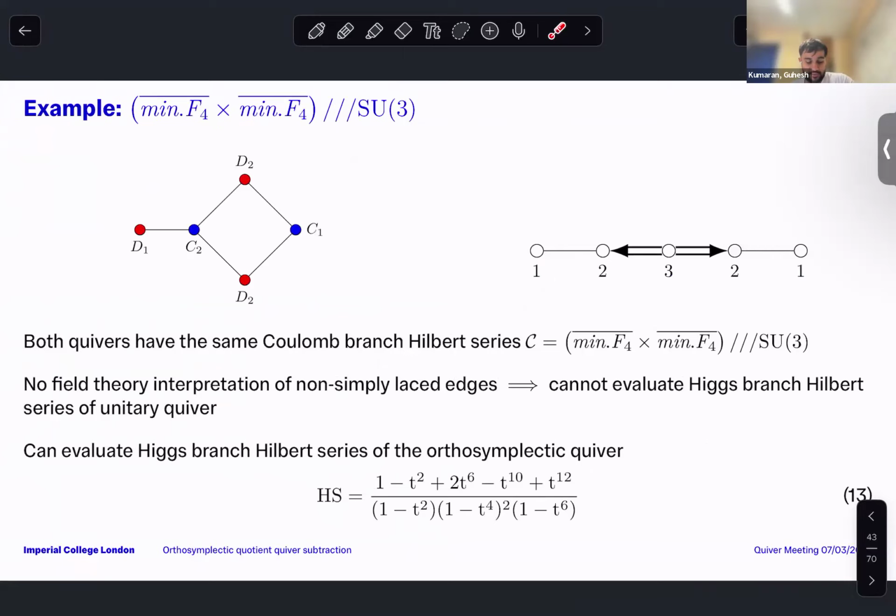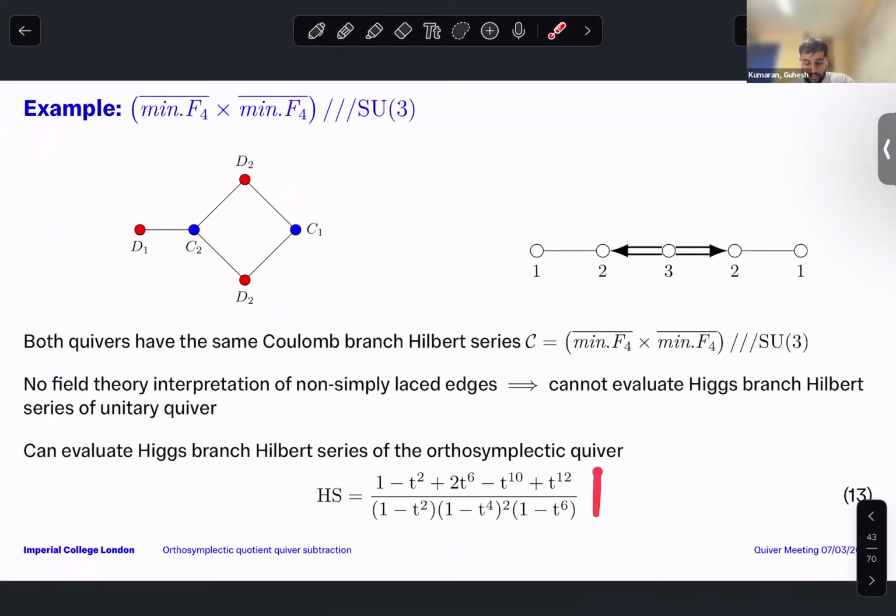And they have the same Coulomb branch Hilbert series. So another nice check that this works. But unlike the previous cases, I can't evaluate the Higgs branch Hilbert series of this, because I don't have a good field theory interpretation of what a non-simply laced edge is. But I don't have this problem here. So I can still evaluate the Higgs branch Hilbert series.